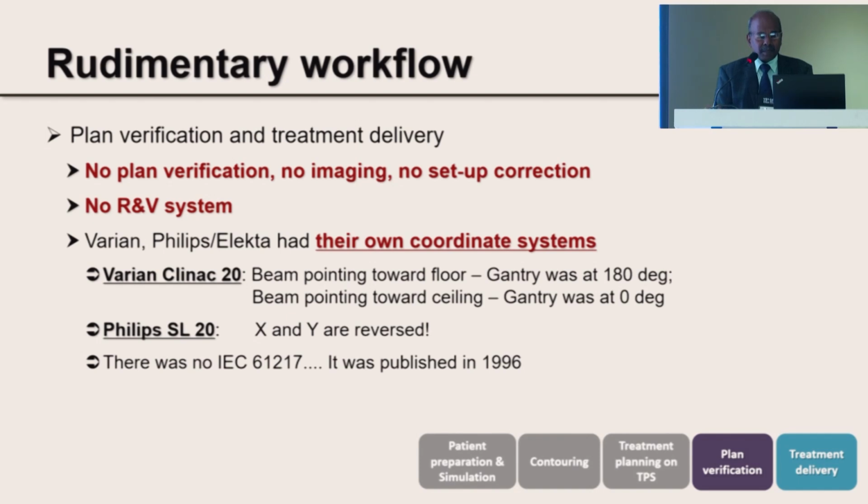As if these things were not enough, Varian and Elekta had their own coordinate systems. For example, in a Varian machine, when the beam is pointing downward toward the floor, the gantry was at 180 degrees, and when it was pointing upward towards the ceiling, the gantry was at 0. In Elekta, the long axis is the x-axis, and the short axis, the AB axis, is the y-axis. And there was no IEC 61217; it was published in 1996.